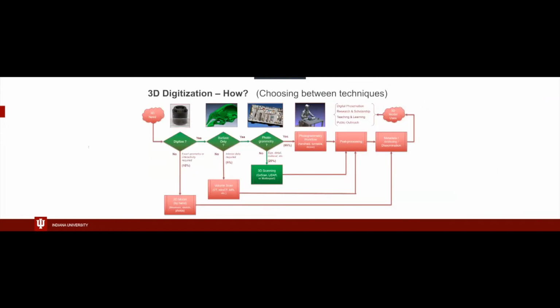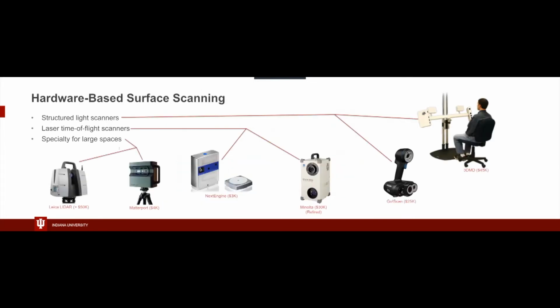But let's say you don't need the interior, or you just want the exterior of the object. Then the next question is, do you want to use a 3D scanner or photogrammetry? It used to be we always used 3D scanning, but photogrammetry has come so far that we would prefer to use photogrammetry. But there are still some scenarios where we would use 3D scanning.